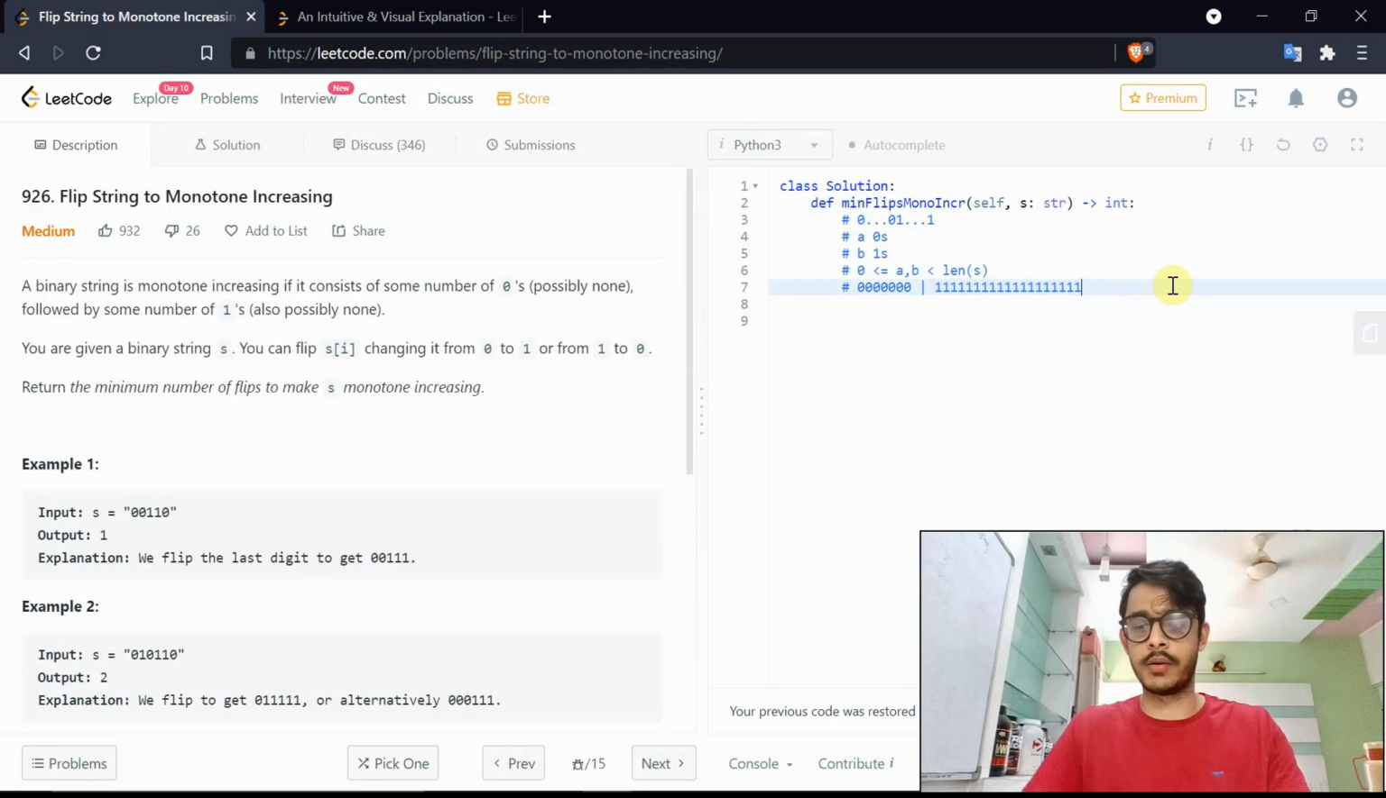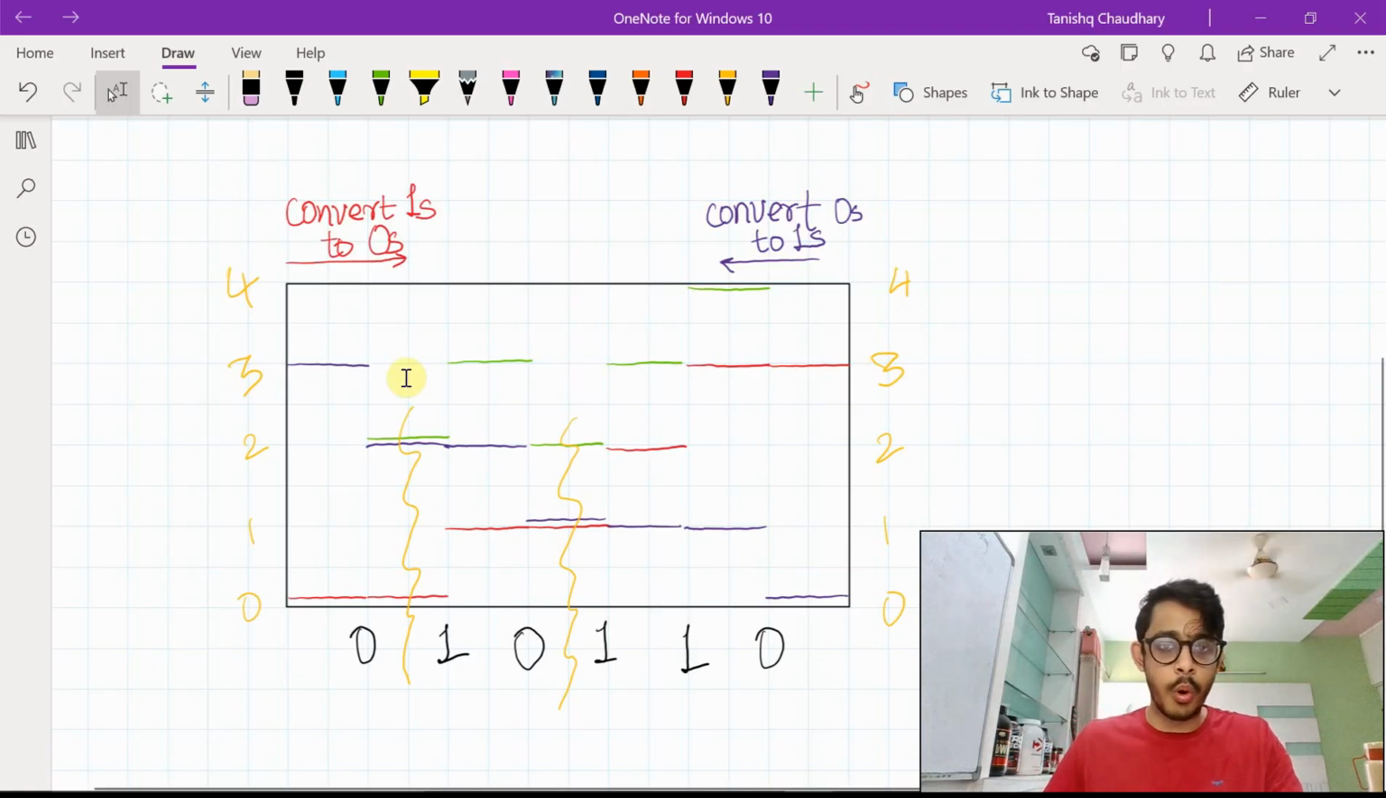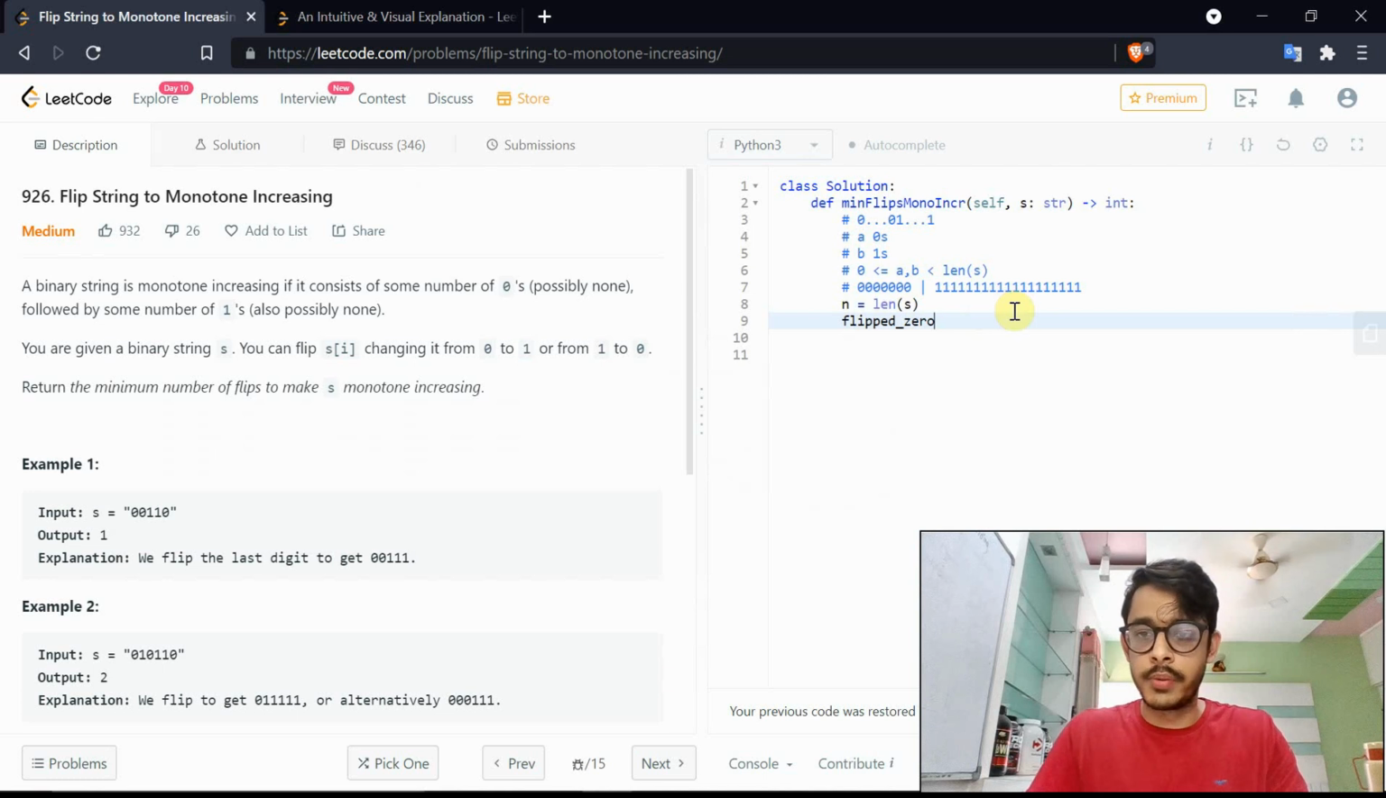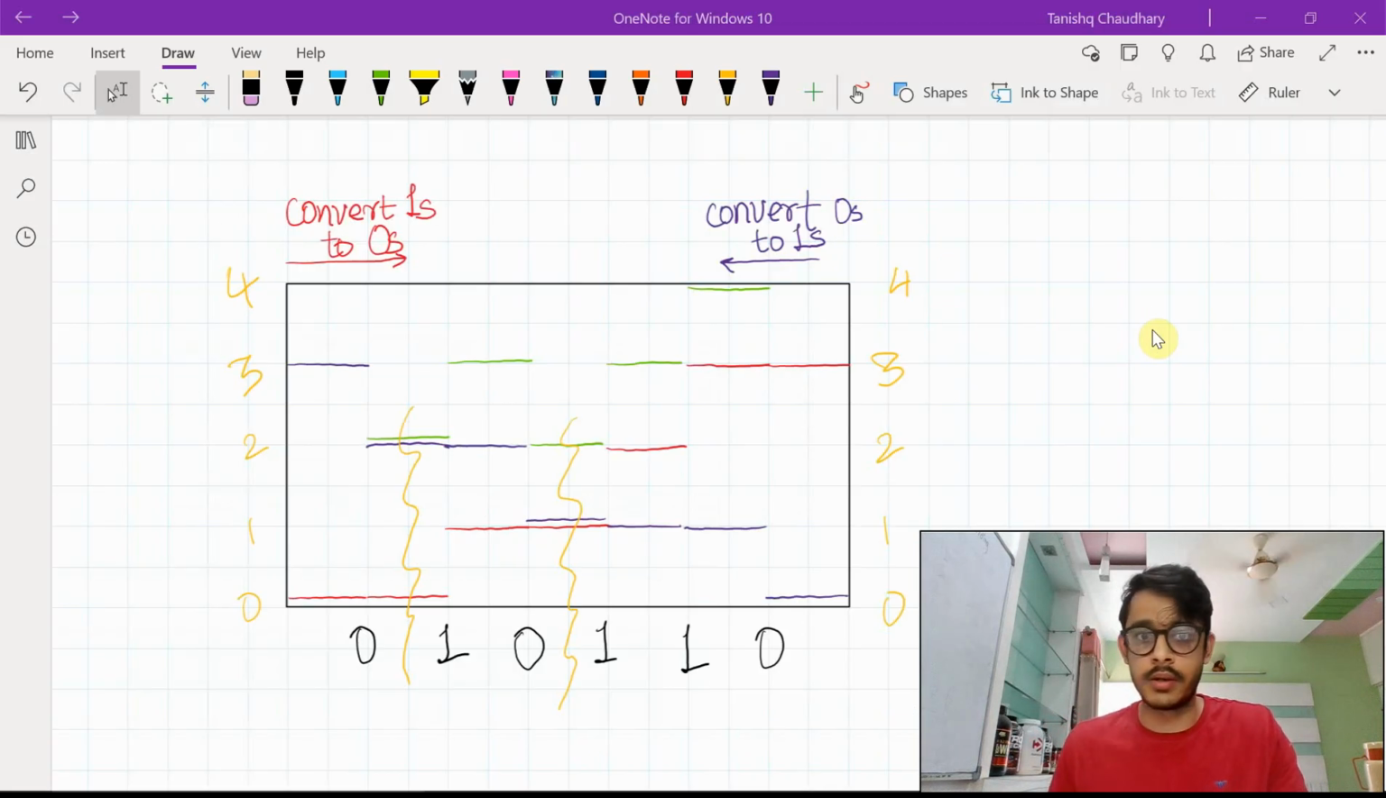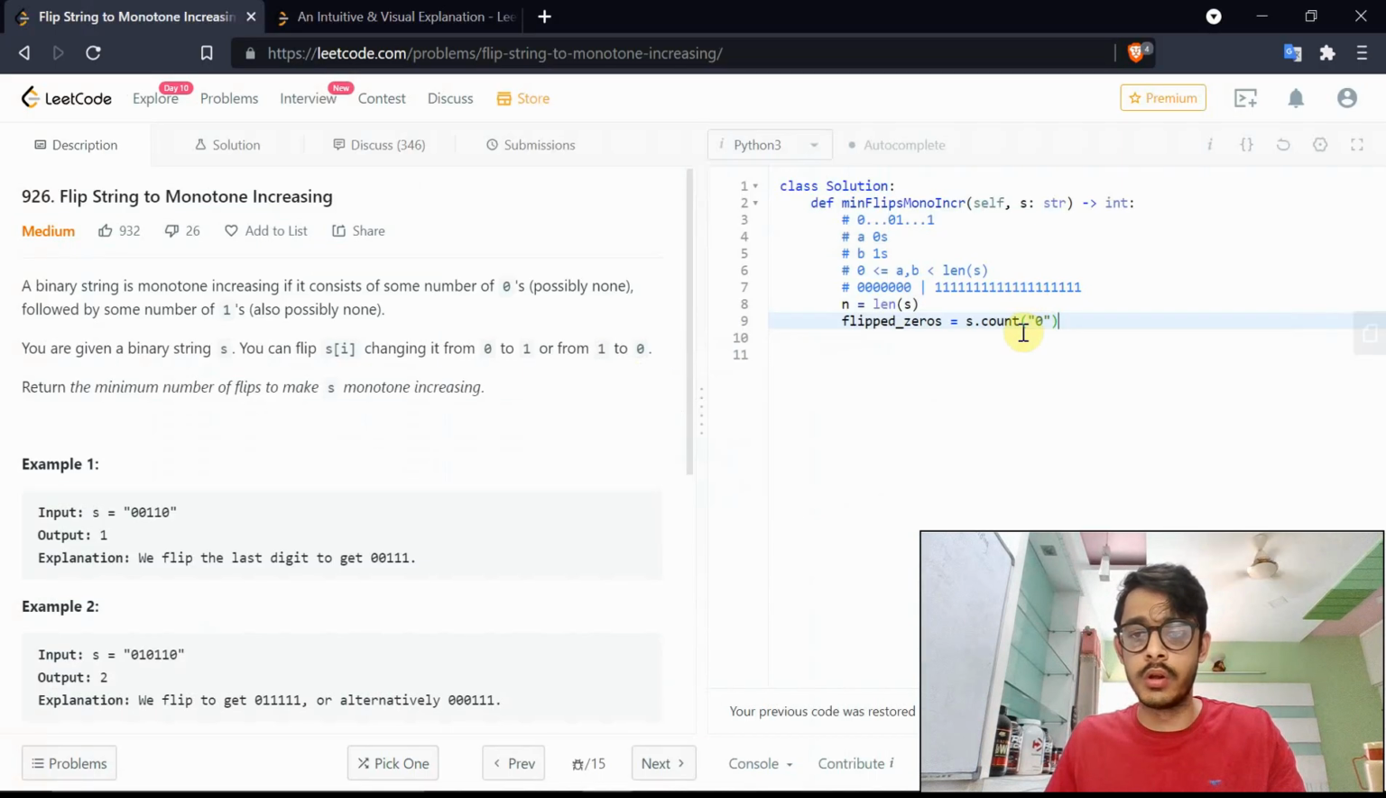And that is how we'll consider it in the implementation. Let's actually look at it. First, we'll get the length of the particular string. And then I'll say flipped zeros, because there are a number of zeros already flipped because of this guy. Because we are going in the reverse. So the flipped zeros would be actually equal to the count of 0. These are the zeros that have been already flipped because we are going in the opposite direction. Only for this guy though.